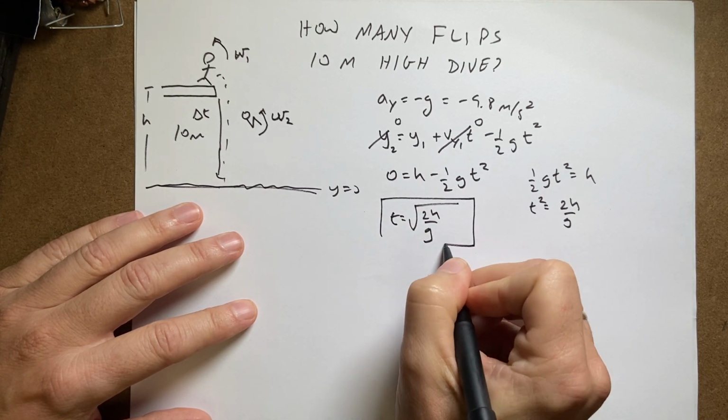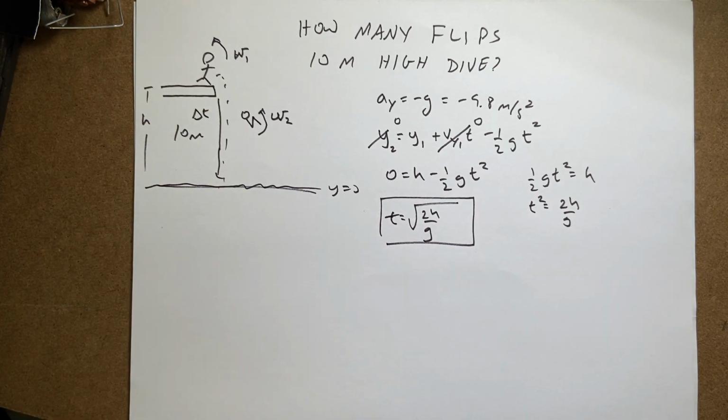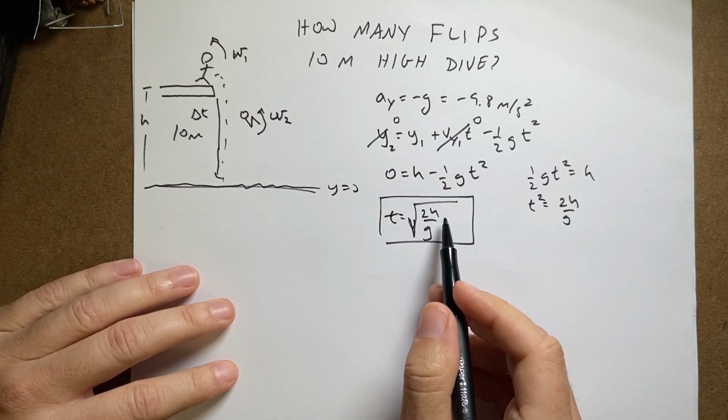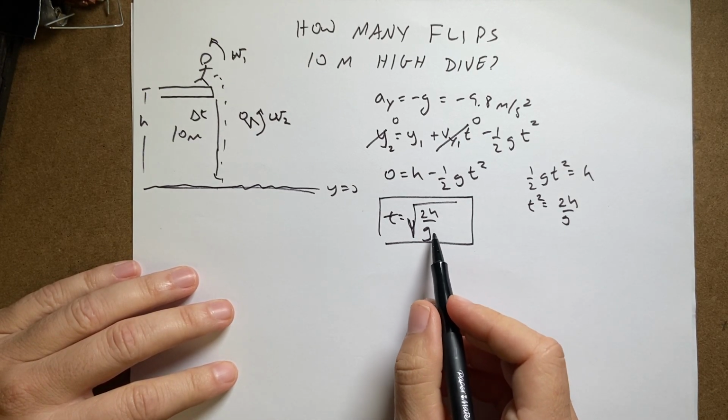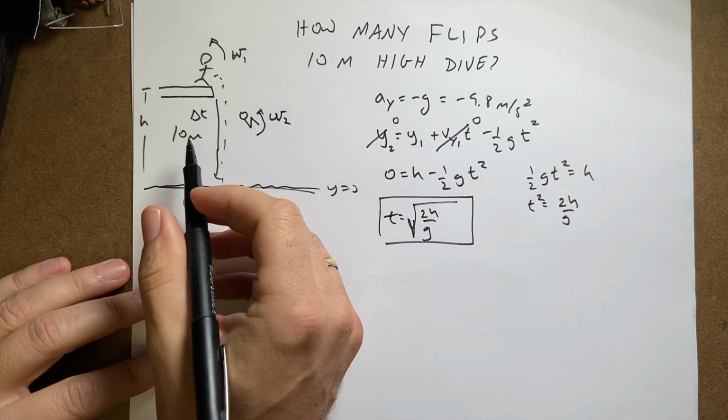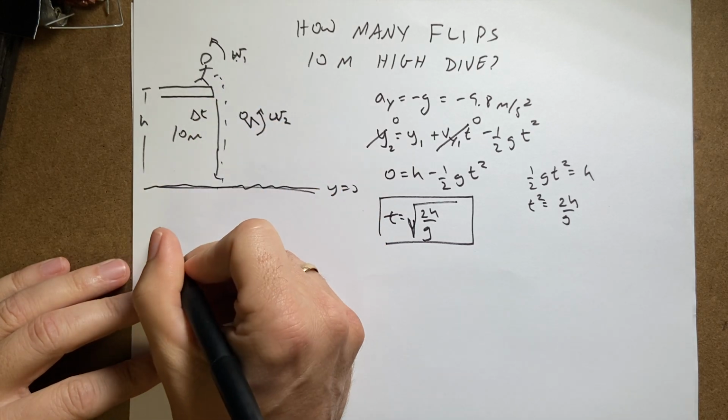That's important. We're going to need that. Okay, so now we have the time. That square root goes all the way down. I can get values for this, but I'm not going to right now. Okay, so I know h, I know g. Next thing I want to do is estimate this omega 1.